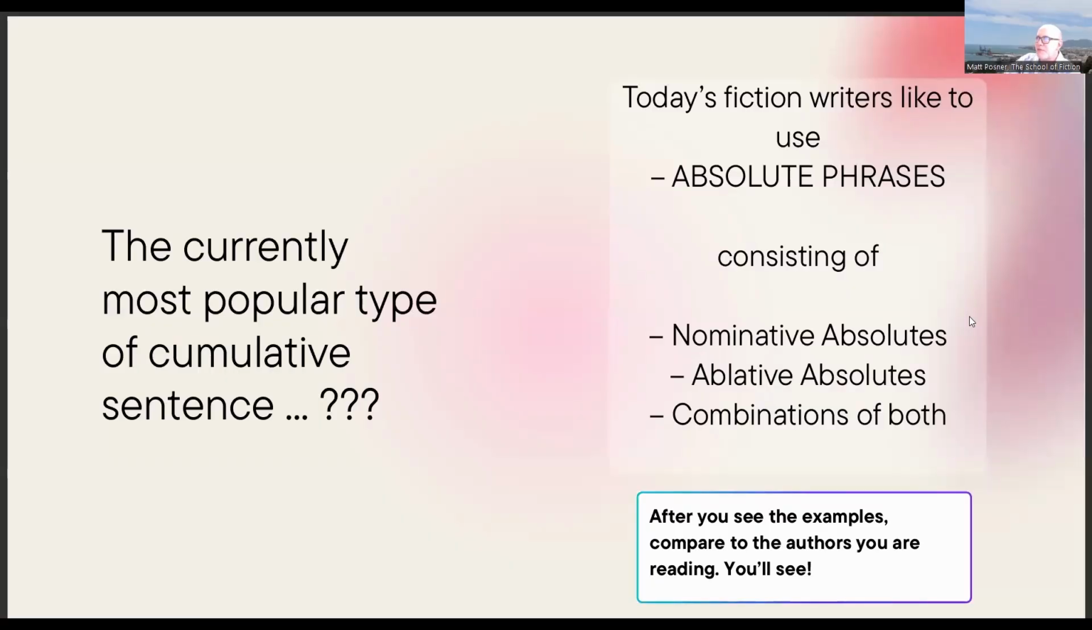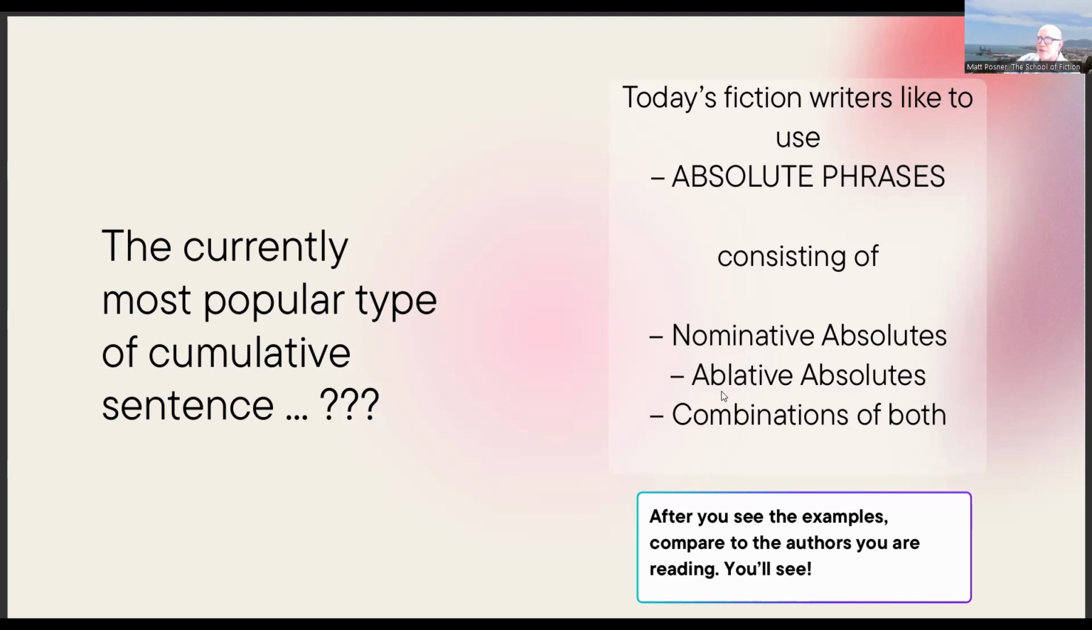Currently, the most popular type of cumulative sentence is one that uses absolute phrases. So these are nominative absolutes, ablative absolutes, and combinations of both. I'm going to show you what all of this means, and you may well find you're already doing it. After you see the examples, compare to the authors you're reading. I'll bet that many of them, especially if they're recent writers, are using these.